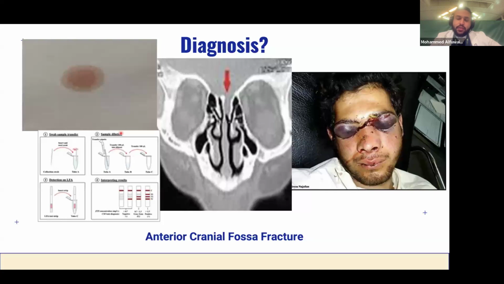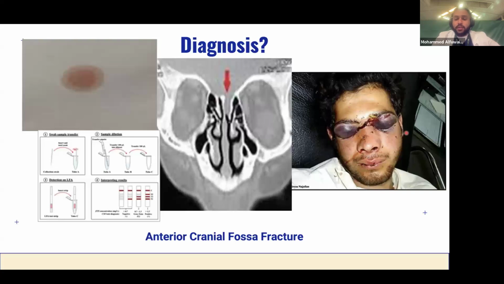This is a very specific substance that's located inside the CSF, and it's only in the CSF. There's no way that any nasal discharge will produce beta-2 transferrin. So what we do is we collect it and we send it for analysis. If there's high amounts of beta-2 transferrin, this tells us that there's CSF leak. What I want you to remember is in anterior cranial fossa fracture, you have a high propensity of developing CSF rhinorrhea. And it's very dangerous.